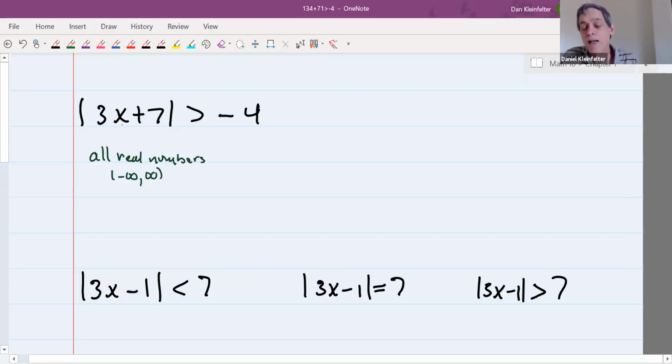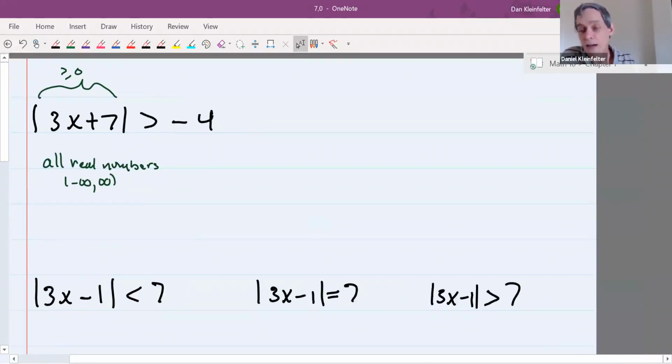Absolute value of 3x plus 7. Whatever that is, it's something that is greater than or equal to 0, right? Which numbers that are greater than or equal to 0 are bigger than negative 4? Well, they all are, right? So that's why it's going to be all real numbers.